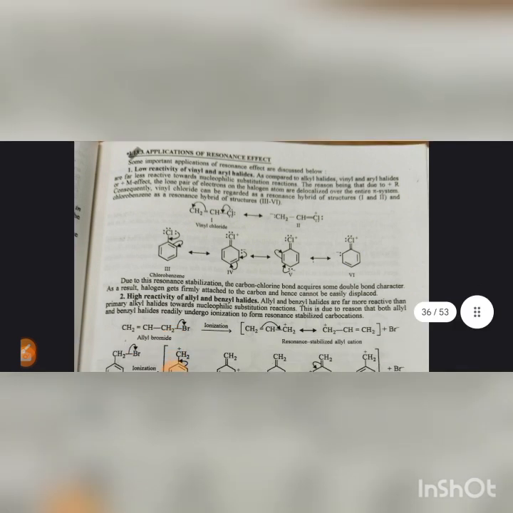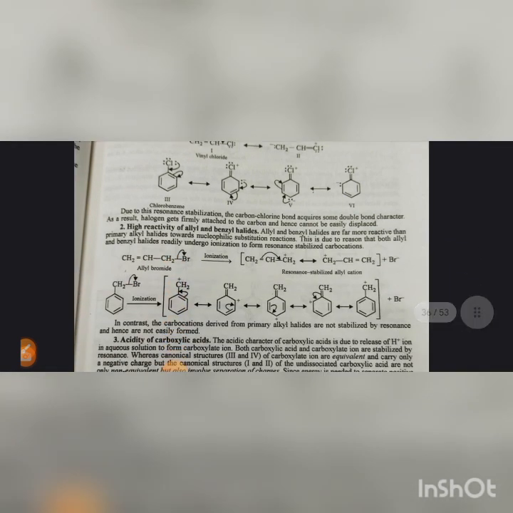Consequently, vinyl chloride can be regarded as a resonance hybrid of structures 1 and 2, and chlorobenzene as a resonance hybrid of structures 3 to 6. Due to this resonance stabilization, the carbon-chlorine bond acquires some double bond character. As a result, the halogen gets firmly attached to the carbon and cannot be easily displaced.